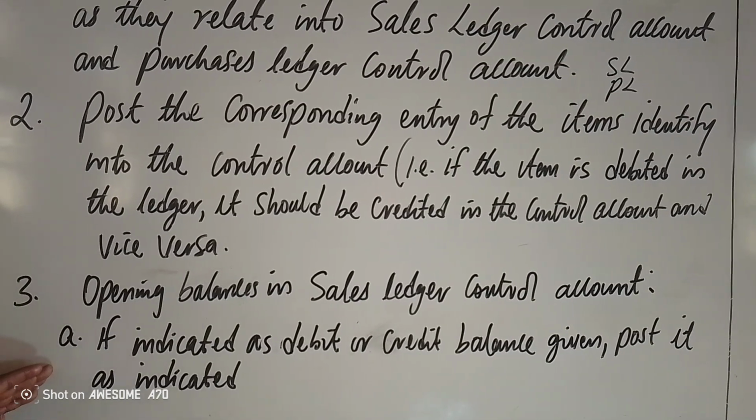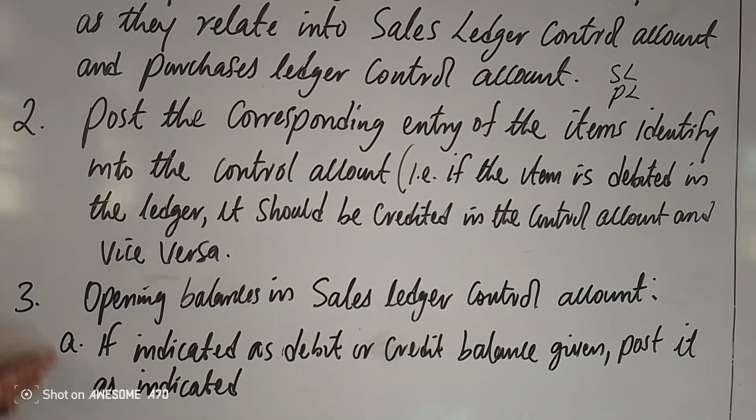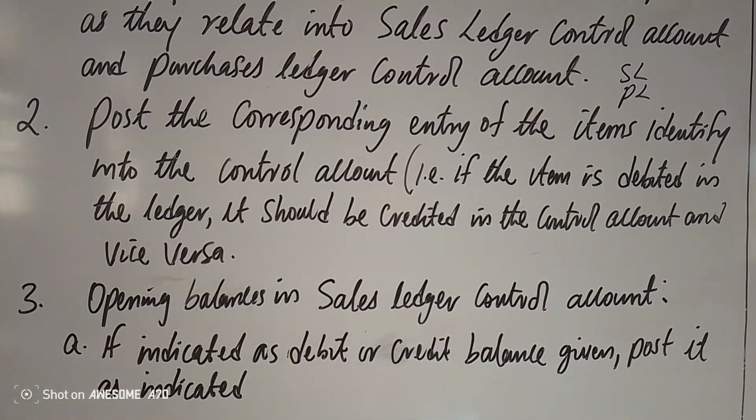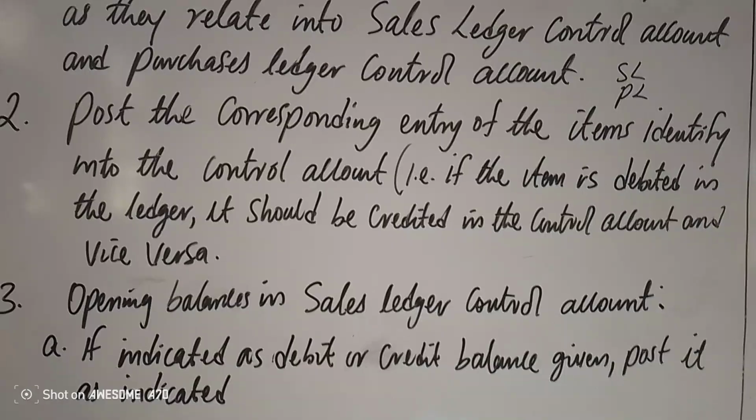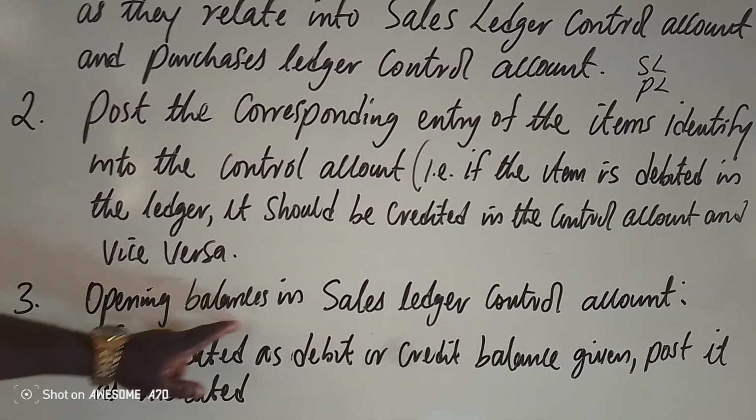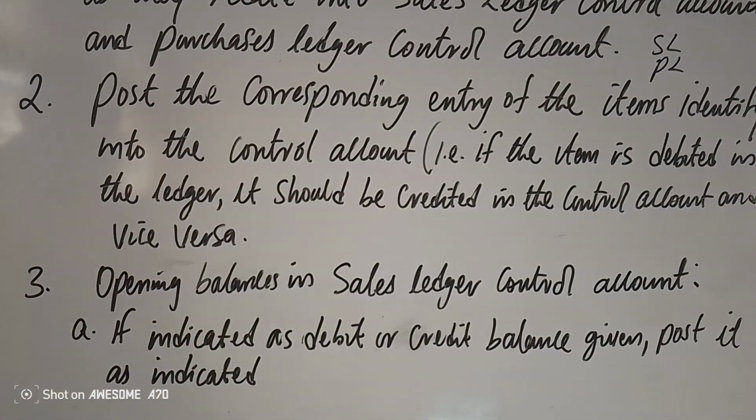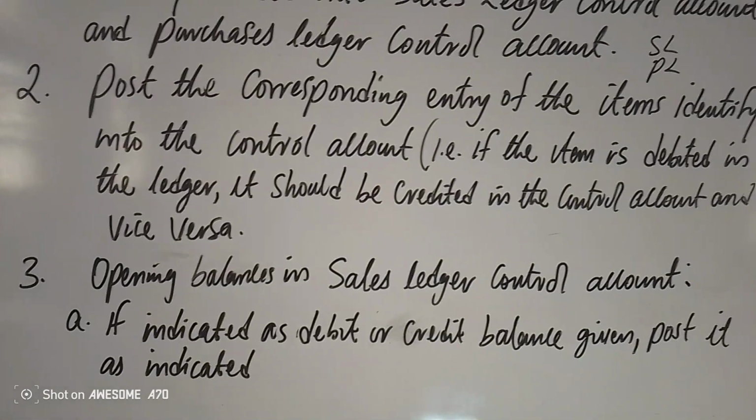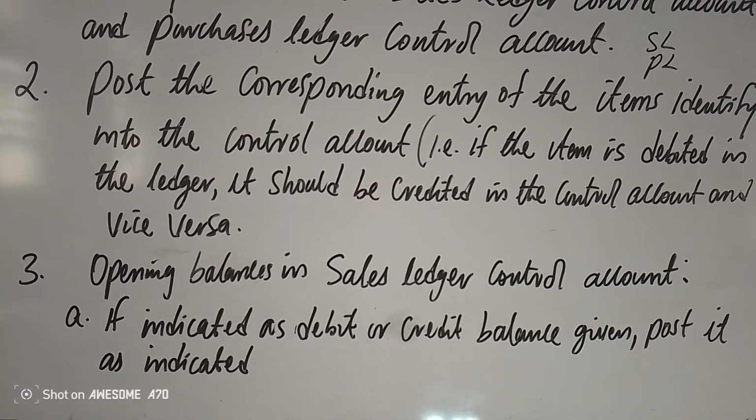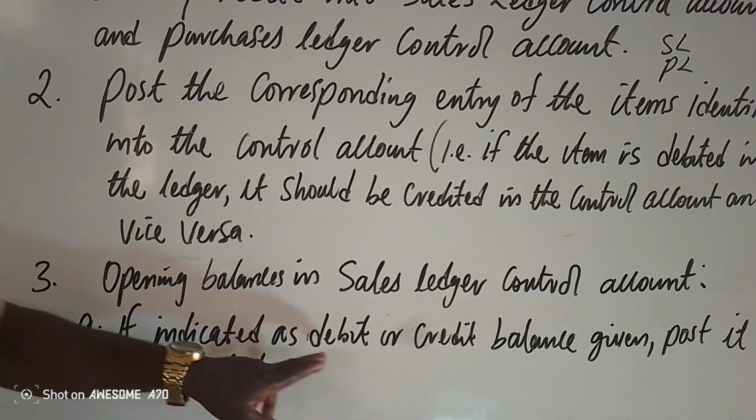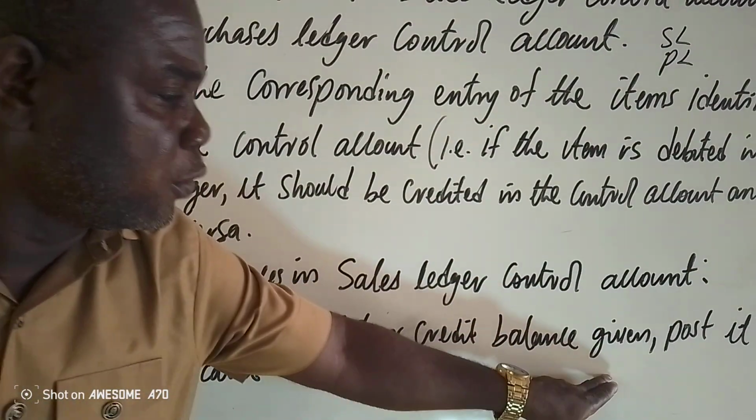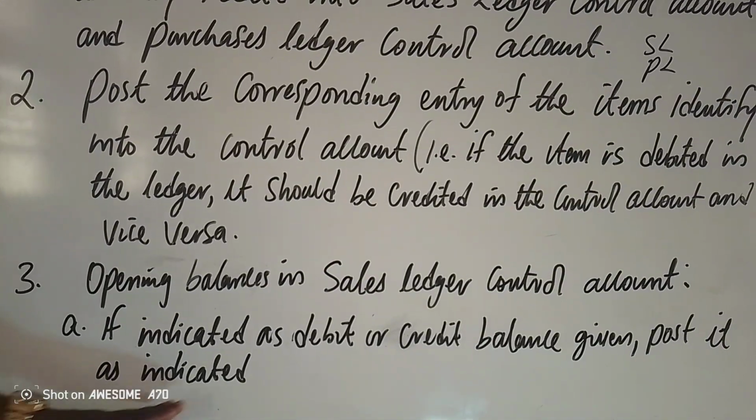Now, talking about opening balances, it is very, very important. Let's see how we handle balances in control accounts, particularly that of sales, and let's start with sales. Opening balances in the sales ledger control account. We are saying that there is a conditional statement here. Mind you, the conditional statement is very, very important. We are saying if the opening balance is indicated as a debit or credit balance, post it as indicated.